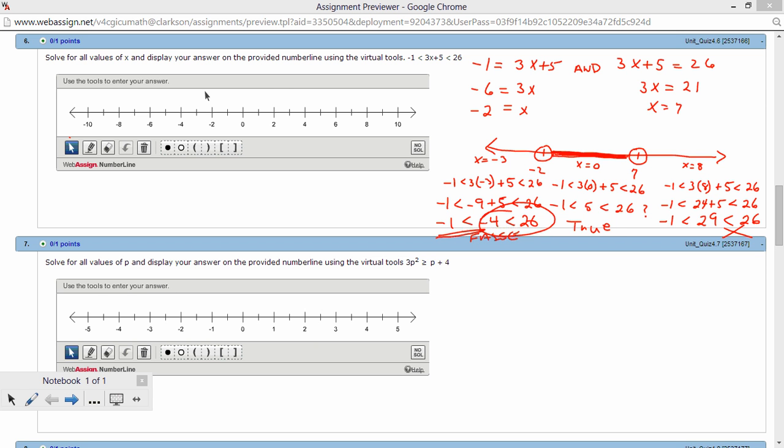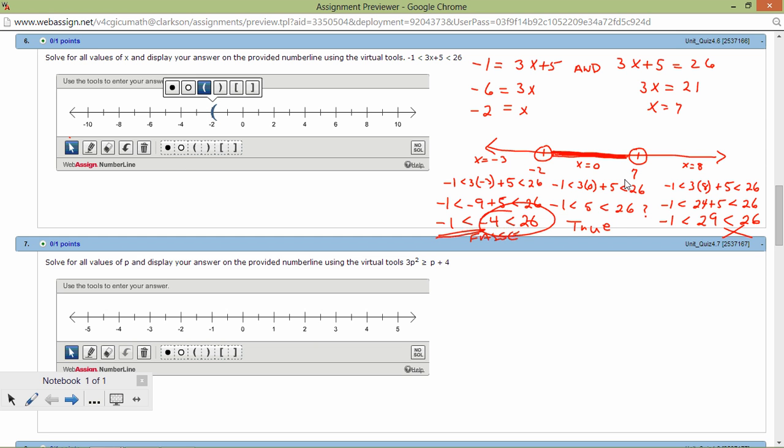So you go to your virtual tools, and at -2 you would put a little open circle. Now that's a closed circle, so I've got to change that. It defaults as a closed circle. It needs to be an open circle. Or you could use the parenthesis. If you wanted to change it to say that symbol, you could if you're more familiar with that.